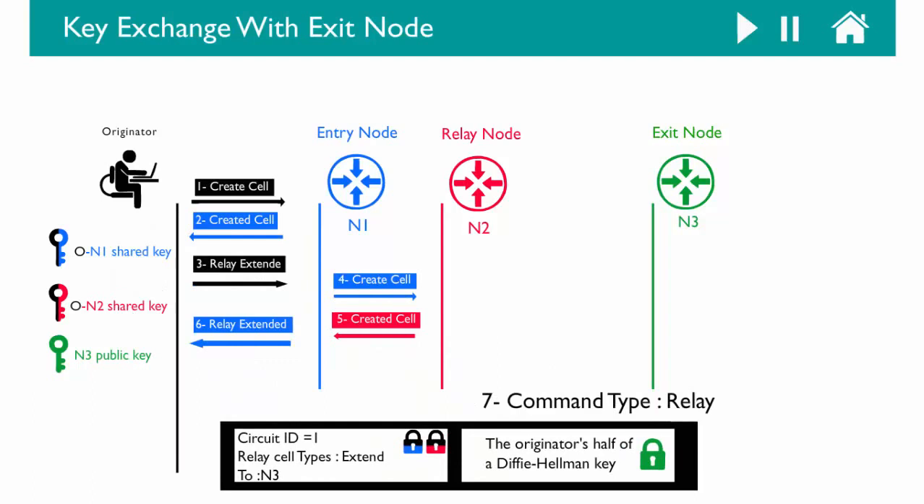To extend the circuit to a third node, or beyond, the originator proceeds as before, always telling the last node in the circuit to extend one hop further.